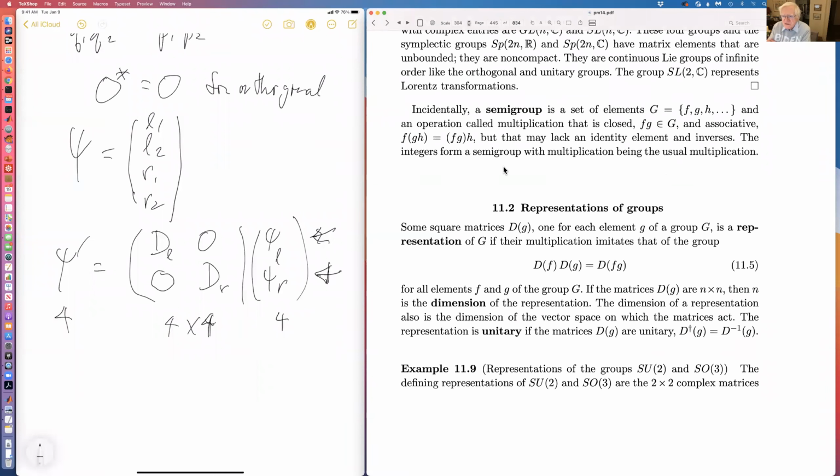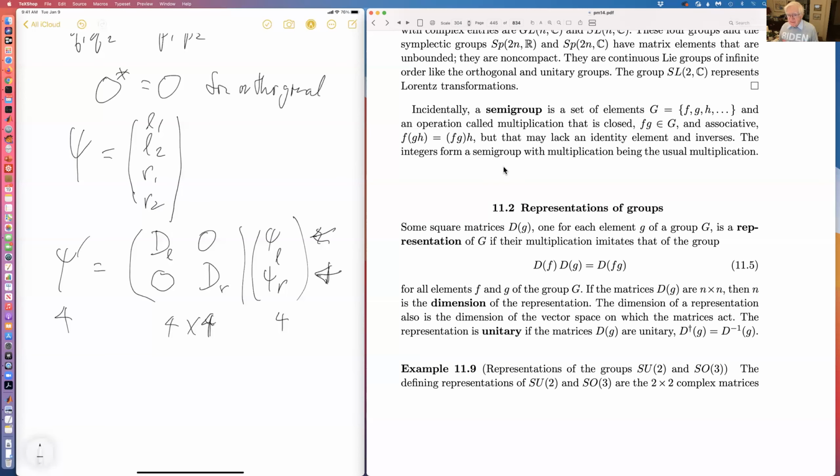There's also something known as a semigroup. That's when you have multiplication that's closed and associative, but you may lack an identity element, and you may lack inverses. And the integers form a semigroup, with multiplication being the usual multiplication. So you have associativity, you have closure, because the product of any two integers is an integer, but the inverse of an integer is a fraction. You do have an identity element, that's just the number 1.